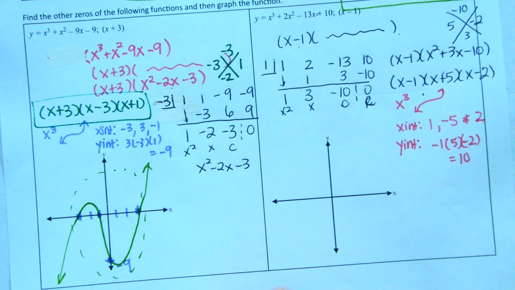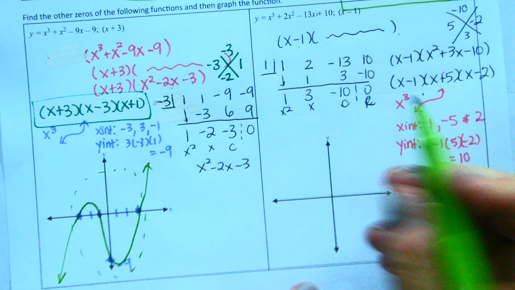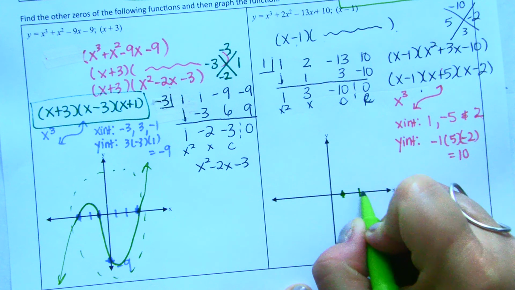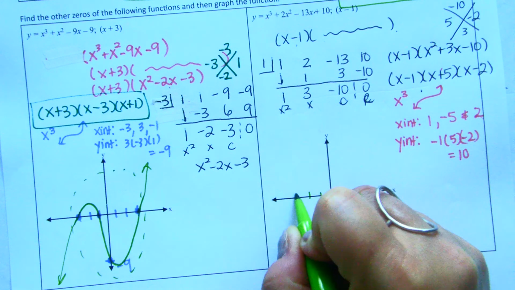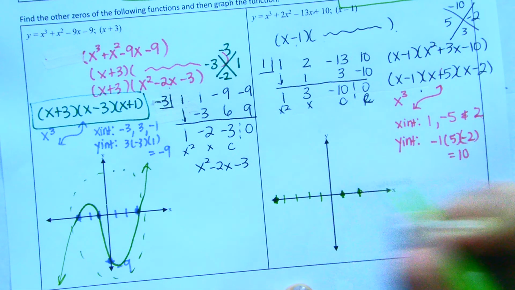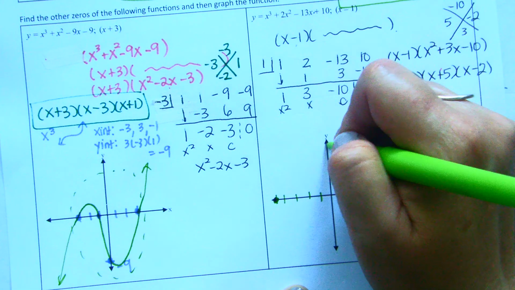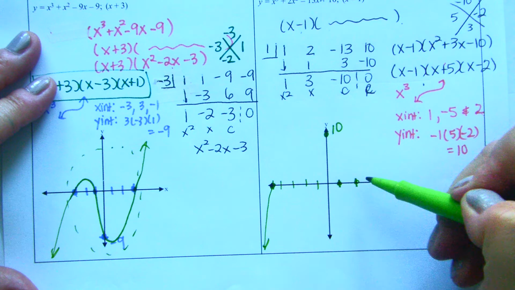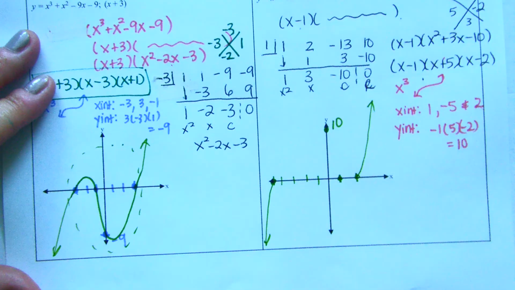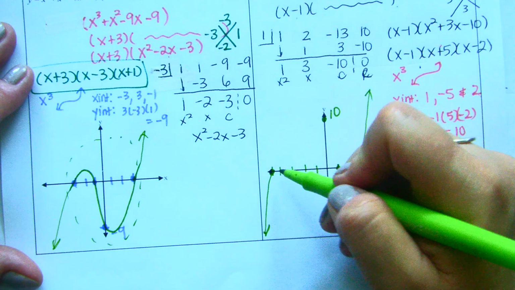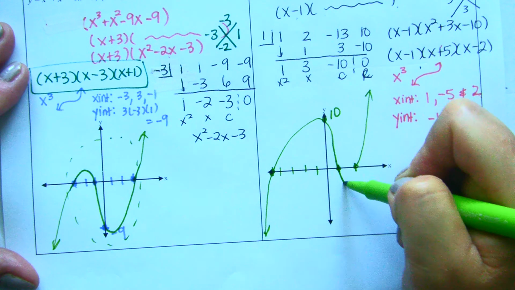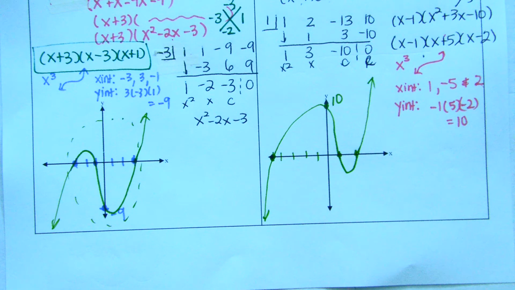Okay, so let's graph what we got here. So we have 1, 2, and 1, 2, 3, 4, 5. And y-intercept of 10 somewhere up here. I know my end behavior, this goes down, this goes up. So in between, this is going to go through the point, down through the point, and then back up through the point. Okay, there's no multiplicity, so that's all you do.